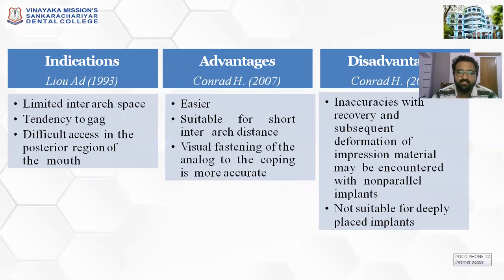So what are the indications? When there is limited interarch space, you are going to use a closed tray. Whenever the patient has a tendency to gag, you are going to use a closed tray impression. And then difficult access. What are the advantages? It is easier to take an impression. It is suitable for a short interarch distance. And then you can see and you can fasten the analog. You can take the transfer coping and then the analog out, and then you can tighten it.